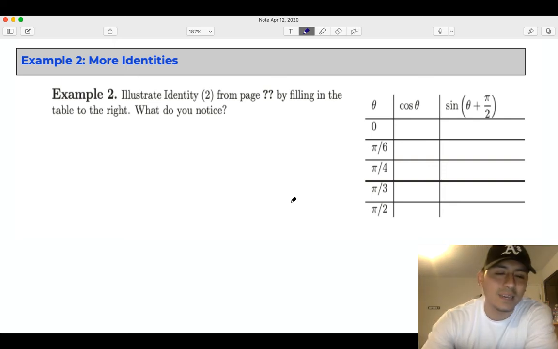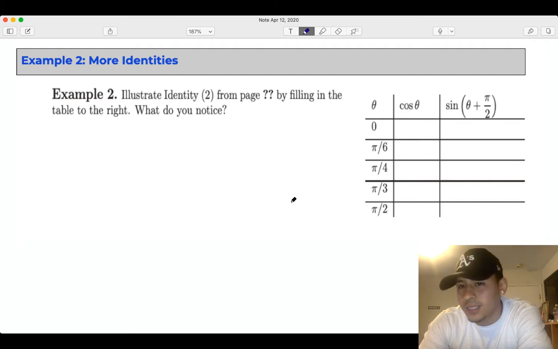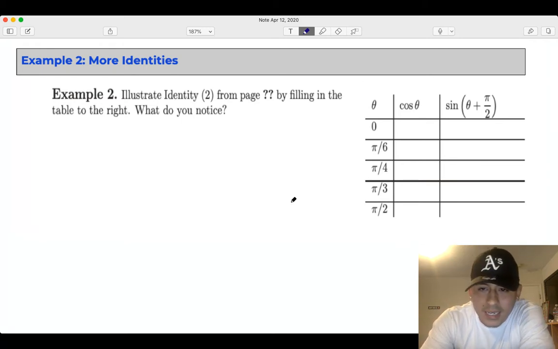All right, example two, more identities. It says illustrate identity two from the last page by filling in the table to the right. What do you notice? I'm going to do the second column for us, and then I'm going to have you do the third column as an exercise on your own. In the first column, we have our data values: 0, pi over 6, pi over 4, pi over 3, pi over 2.